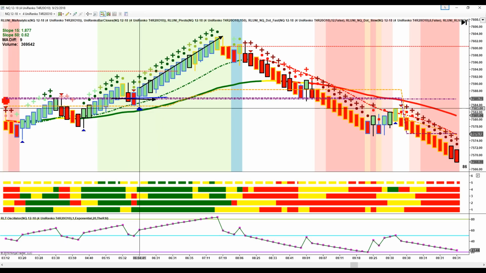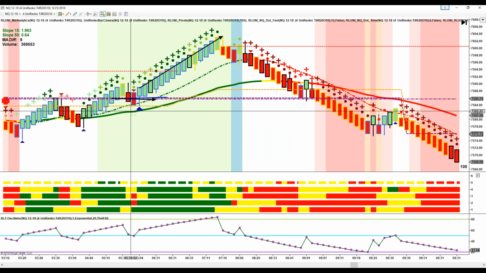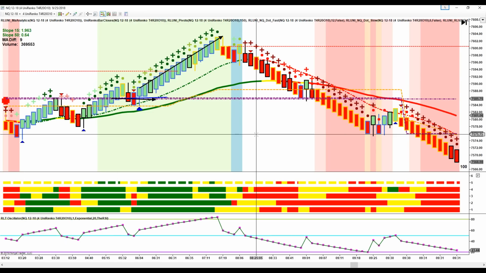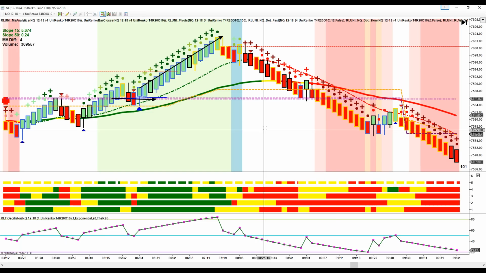Now, I don't have any beeps on because I have so many charts open on so many markets that if I kept listening to all these beeps, I'd go crazy. So I've turned all my beeps off. But if you just trade one market, and a lot of traders do, they just master one market and they trade it so successfully that they make really, really good money.